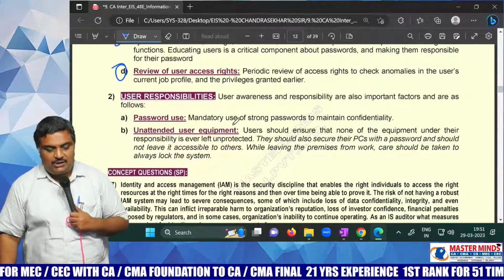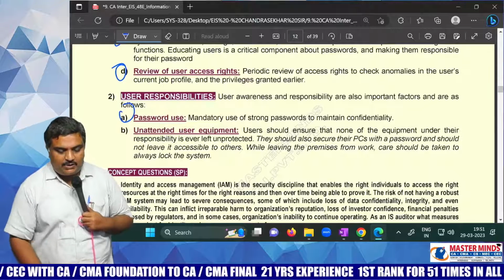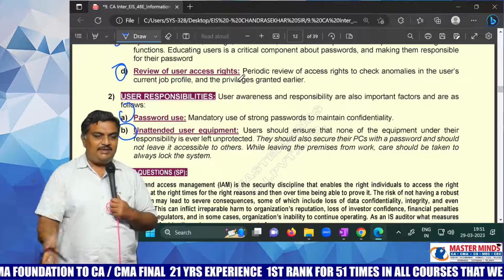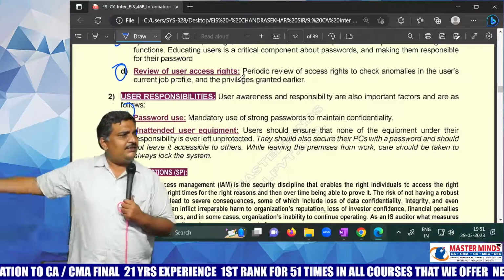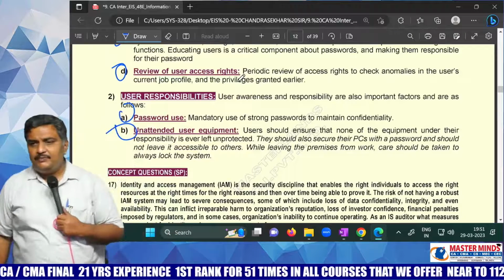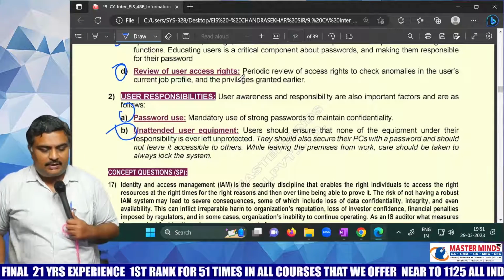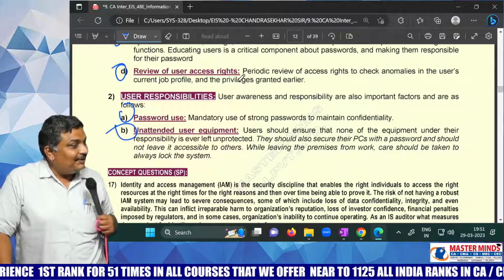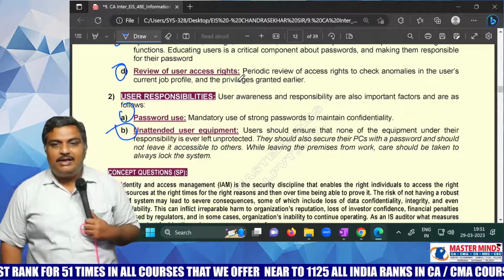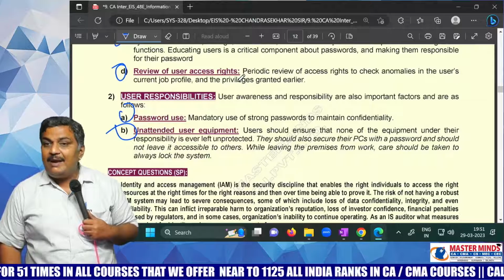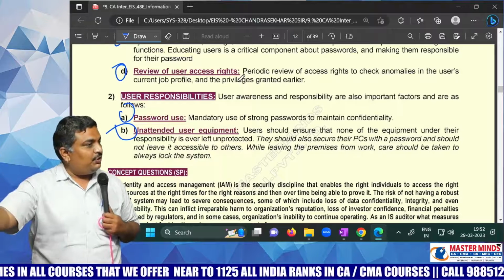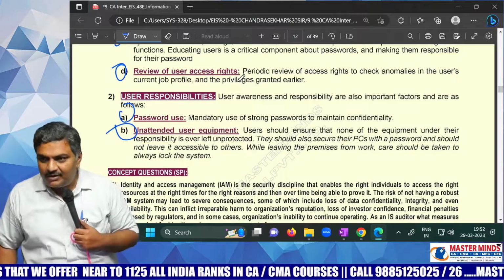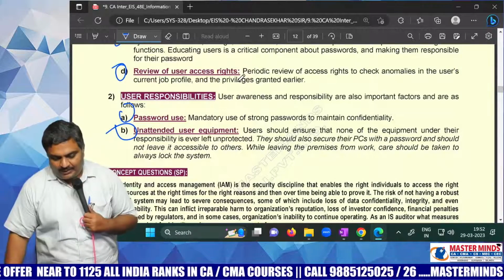And what are user responsibilities? Users should make right use of strong passwords and of unattended user equipment. Unattended user equipment means what? For example, assume this is a bank and this is the system, and I just went outside for the restroom or some water. And users may look at the screen, that tendency we have as humans. So for unattended user equipment, what should be done? In banks, if you don't attend to the system for 15 seconds, the system will automatically log off. That type of mechanism should be there or not? That is what unattended user equipment is.